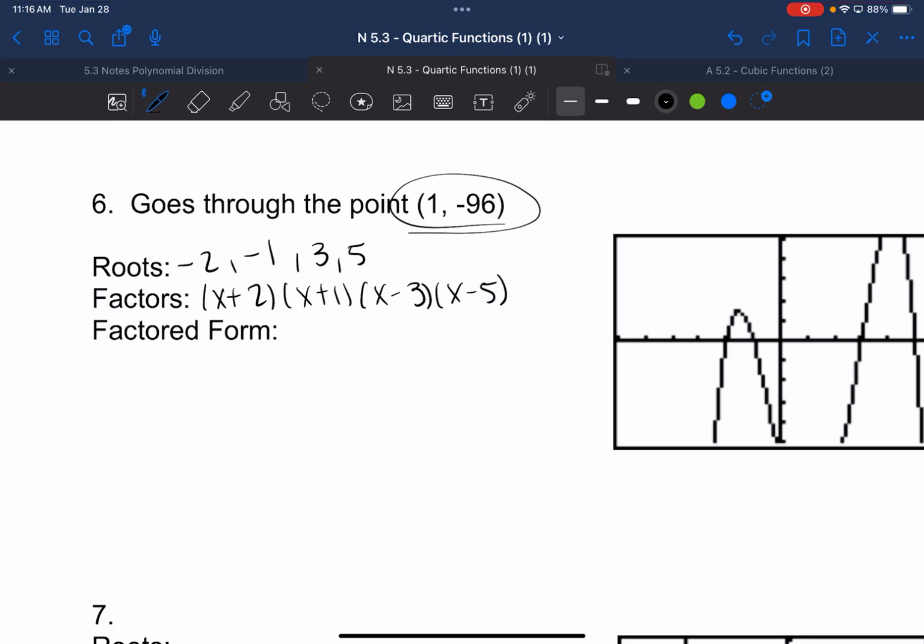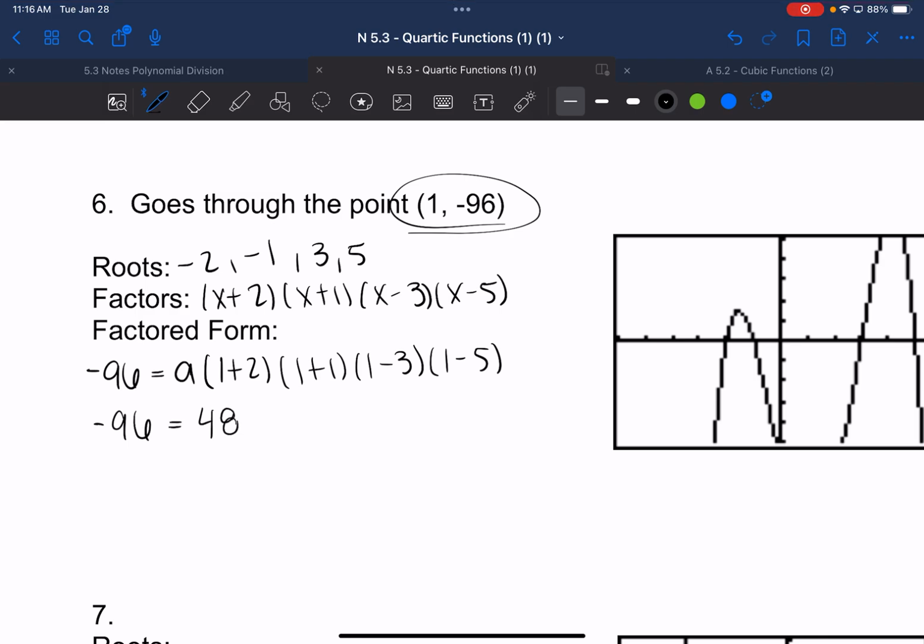The a value. Okay, so what did we plug in for y? Right, y is equal to a times, we replaced all the x's with, so we got 1 plus 2 times 1 plus 1 times 1 minus 3 times 1 minus 5, right? Okay, so you add and subtract within all the parentheses, and then you multiplied all your parentheses together, and you end up with negative 96 is equal to what? 48a. Very good.